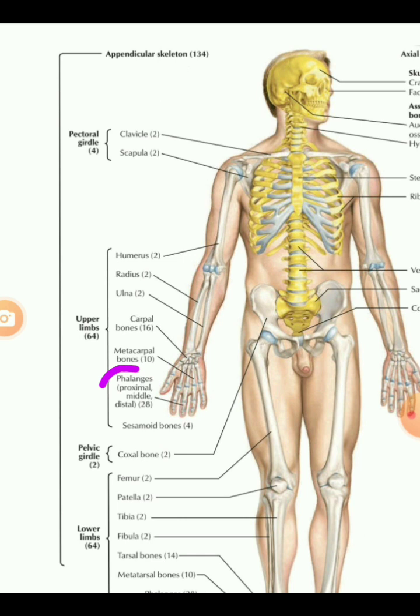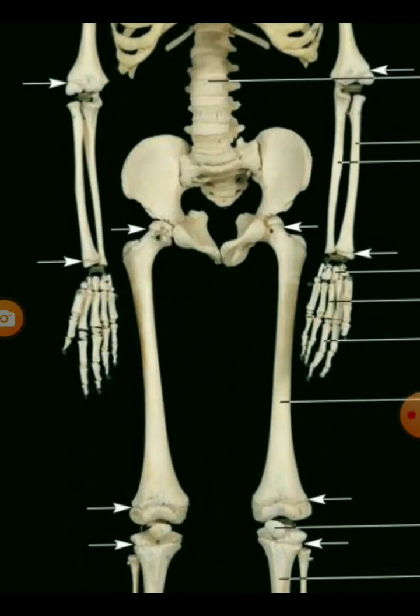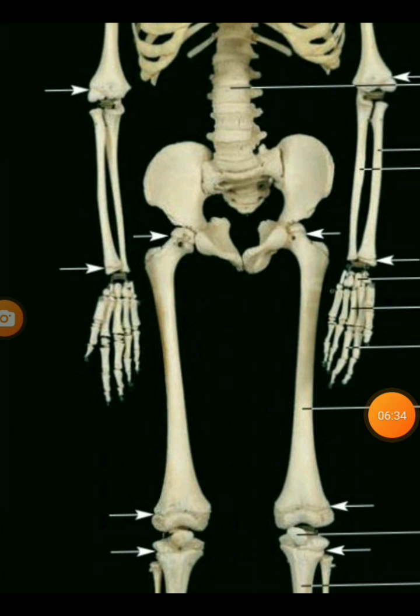Then we are having 28 phalanges, guys. On the right side we are having 14 and on the left side we are having 14, but with this picture you will better understand why we are having 28 phalanges. As you guys can see here, in the index finger, middle finger, ring finger and little finger, we are having three phalanges: proximal, middle and distal. But in the thumb we are having only proximal and distal phalanges. Please note down that in the thumb we are not having the middle phalanx, we are having only the proximal and distal phalanges.